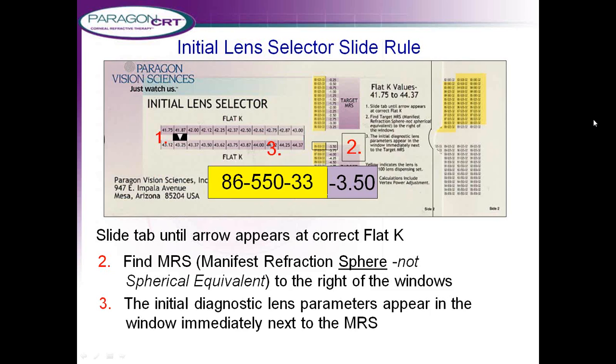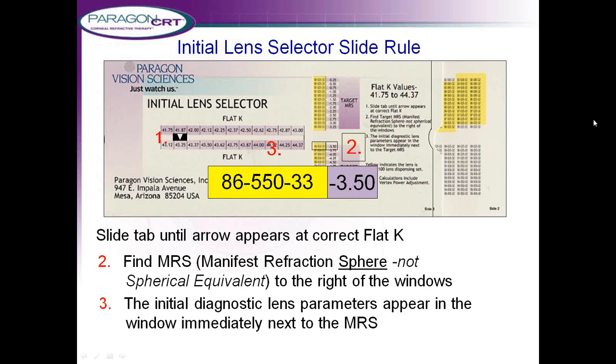There are 2 rows of K readings. Make sure the arrow is pointed to the correct reading, either at the top or bottom row. Find the manifest refraction sphere to the right of the windows. The initial diagnostic lens parameters appear in the window immediately next to the manifest refraction sphere.